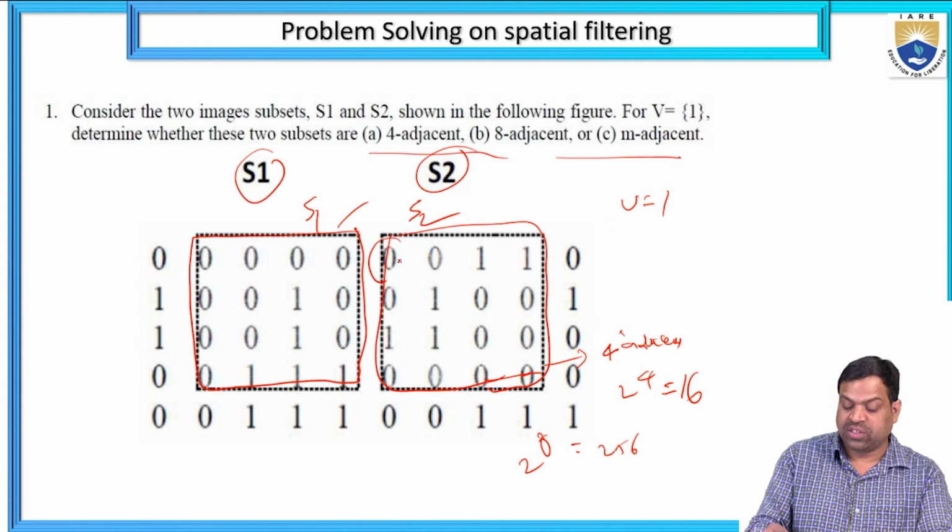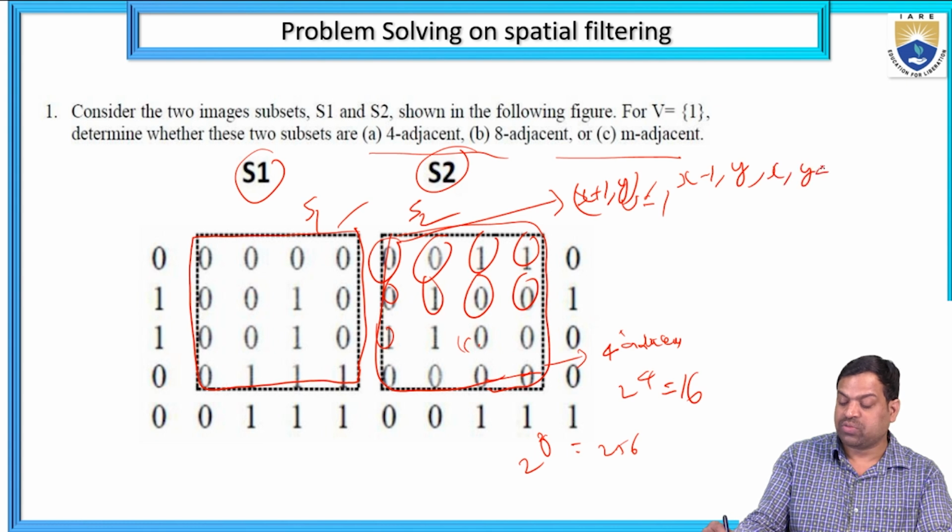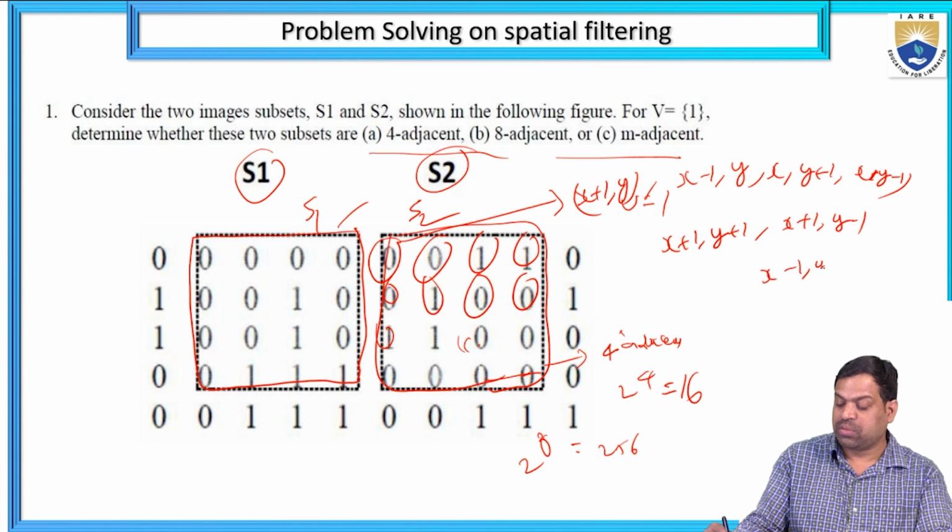If I am taking, these are the neighboring values. For the adjacent values, they are the neighboring values. If I am taking, it is x plus 1 comma y, or x minus 1 comma y, x comma y plus 1, x comma y minus 1, x plus 1 comma y plus 1, x plus 1 comma y minus 1, x minus 1 comma y plus 1, x minus 1 comma y minus 1.